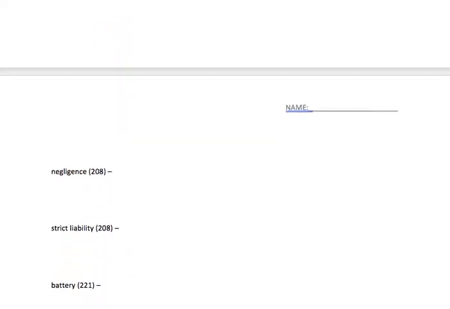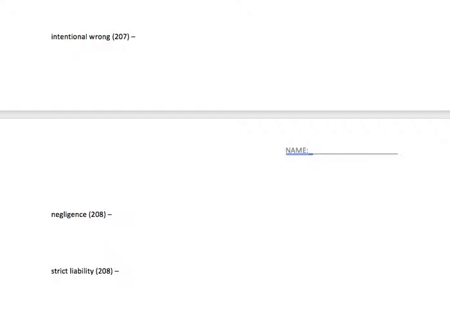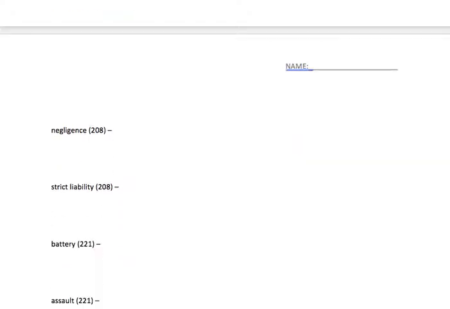Here's a quick overview of your study guide for the Unit 2 Torts Civil Law test. I left all the definitions blank. You can find those in your book and in your notes. Make sure you can define those clearly, distinguish between intentional wrong or tort, negligence, strict liability, and know all the different types.